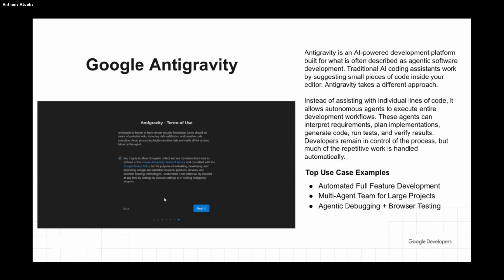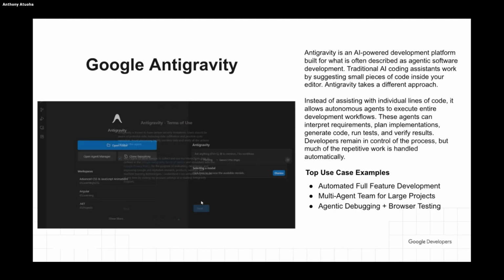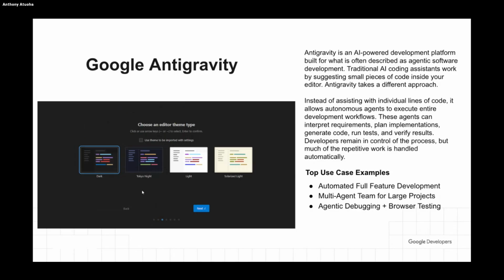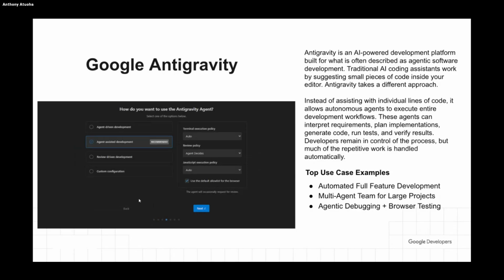So we have a snippet of Anti-Gravity, this GIF that is here, that gives you that glimpse of Anti-Gravity. And the top use cases out there are automated full feature development, multi-agenting for large projects, agentic debugging, and browser testing. Like I remember one time I was working with Anti-Gravity, and we needed to test something on the web. So it literally went on the web.